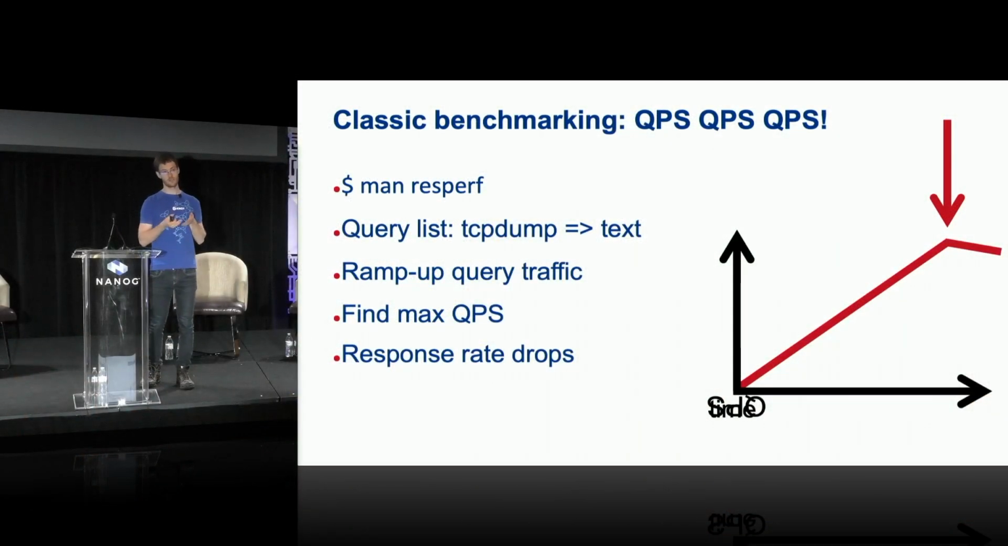If the resolver is able to respond to almost all the queries, resperf goes on and increases the load until it reaches a point where the resolver is not able to respond to all of the queries. At that point, resperf will declare victory over the DNS resolver and say, okay, the maximum number of queries per second this resolver can handle is X. So it will give you basically one number. That's it.